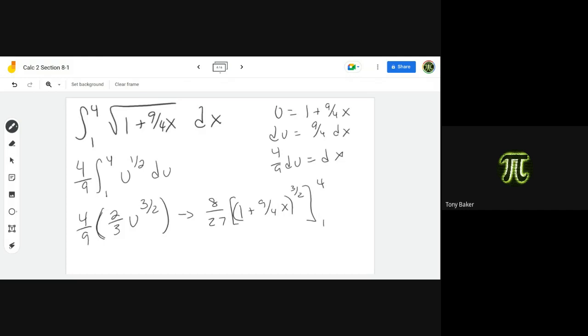Everybody good to there? Yeah, so now we're just going to plug the numbers in. We have 8/27. We plug in 4, so we have 10 to the 3/2. And if we plug in 1, I have 13 over 4 to the 3/2.